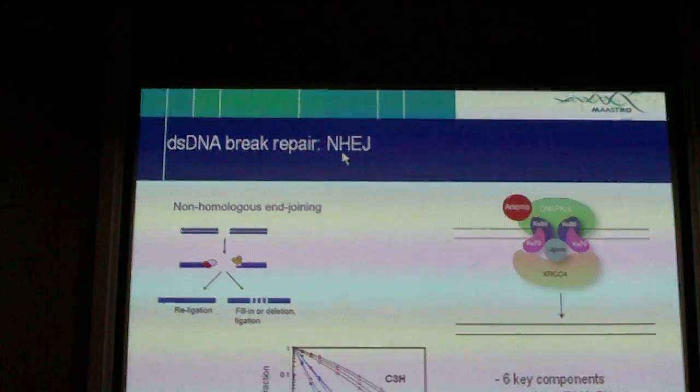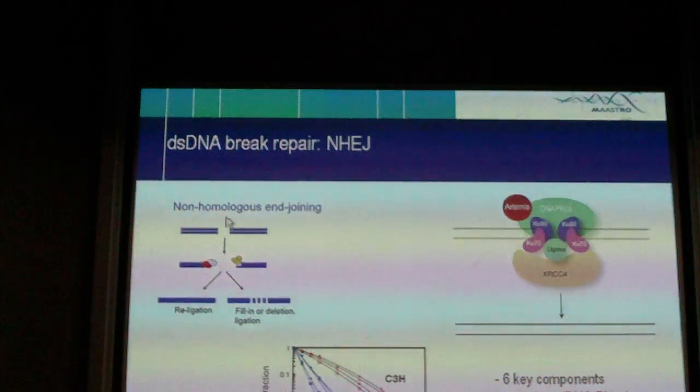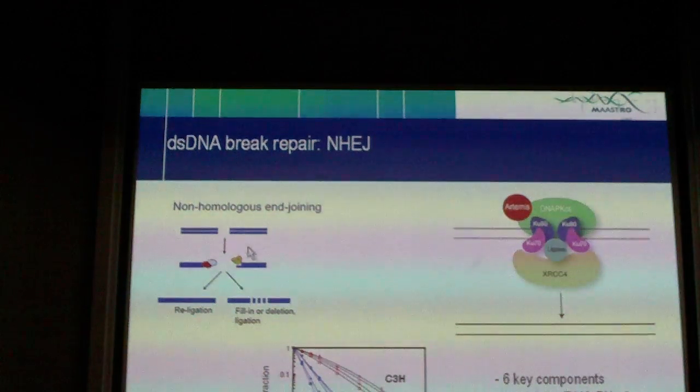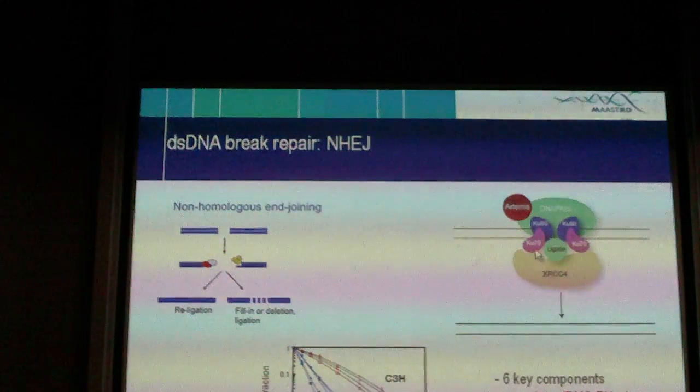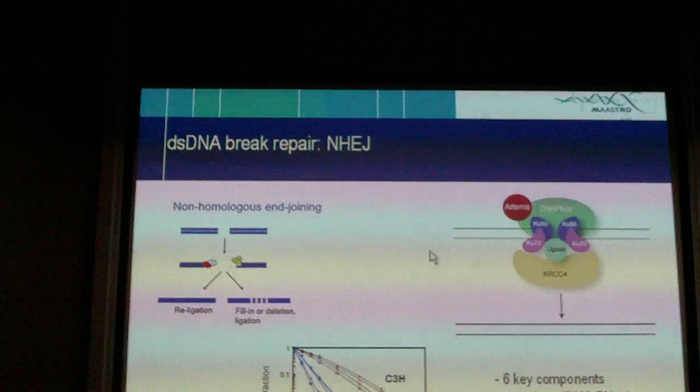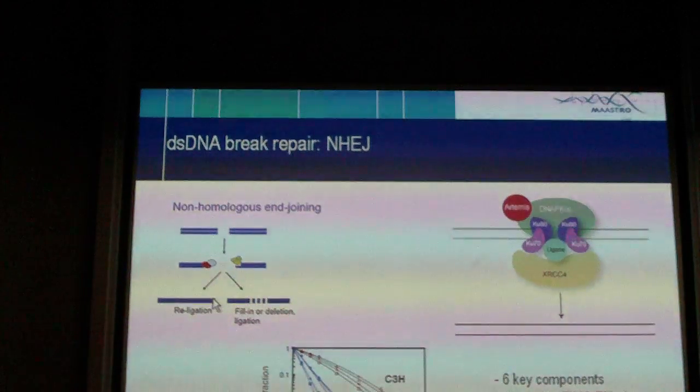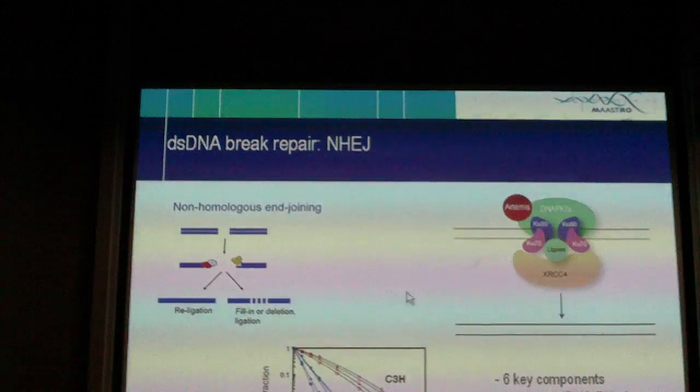How can you repair double-strand breaks? One of them is non-homologous end joining. You get a double-strand break, so this is a representation of your DNA. You get a gap, and proteins are attracted to this DNA. You get 6 key components: Artemis, DNA-PKcs, Ku80, Ku70, ligase, and XRCC4. You don't need to remember all those. So proteins are attracted to the DNA, and you get a religation or a fill-in of the gaps.